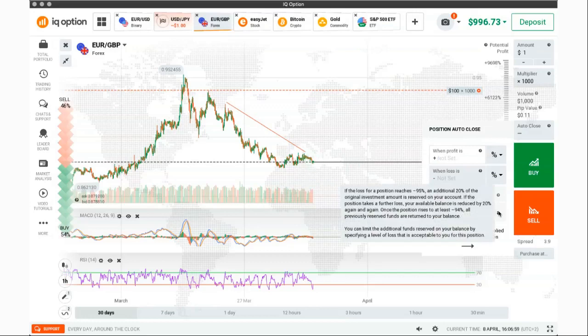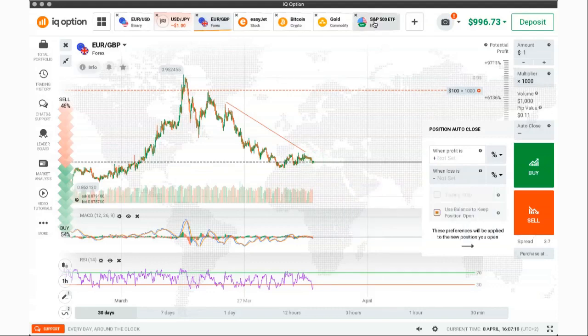And it will keep doing that until the position reverses and goes in the other direction. So you need to have money in your balance for this to happen. It will take 20% of your position and it'll keep doing that, funding your position, because you believe that even though it's gone below where you thought, it will turn around at one point.